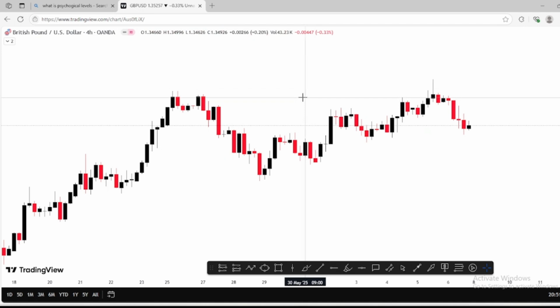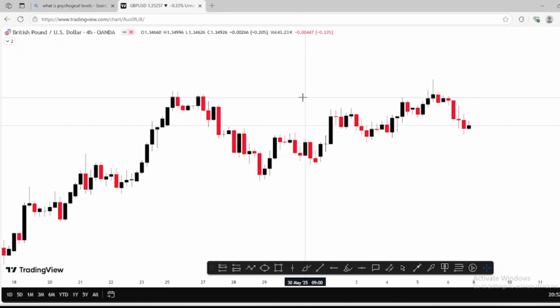Right, so today we're going to learn about what psychological levels are, how to draw them, and also how to trade with them. A lot of people know what psychological levels are. They've heard of it, but in terms of trading it, they don't know how to do it properly.